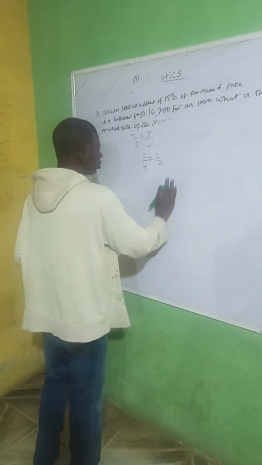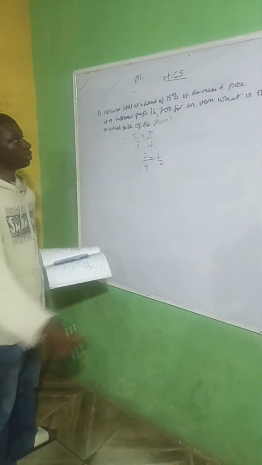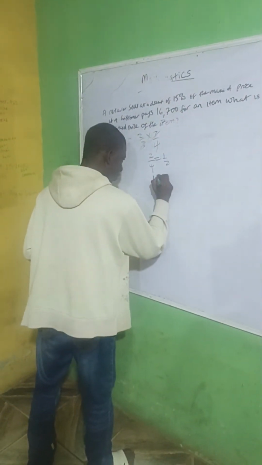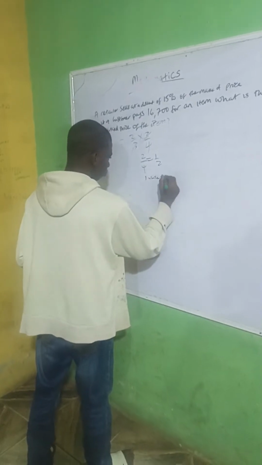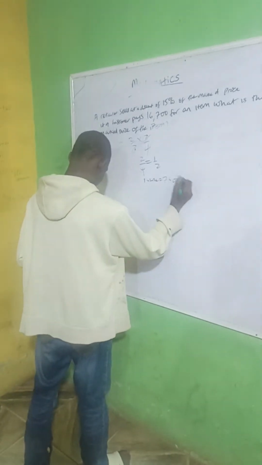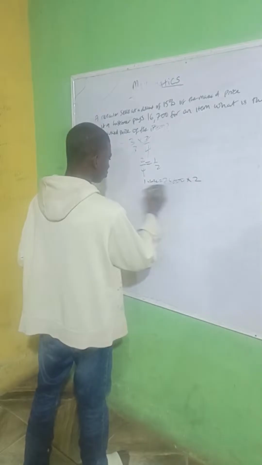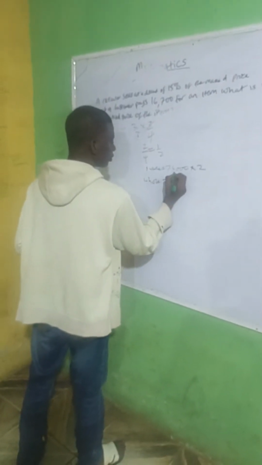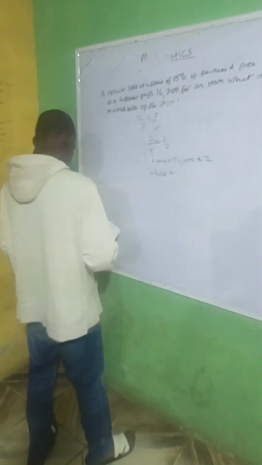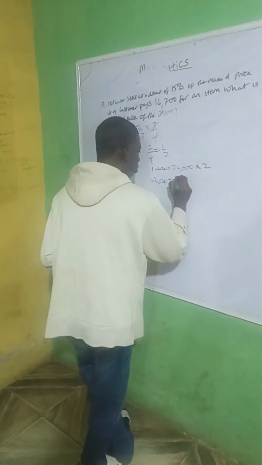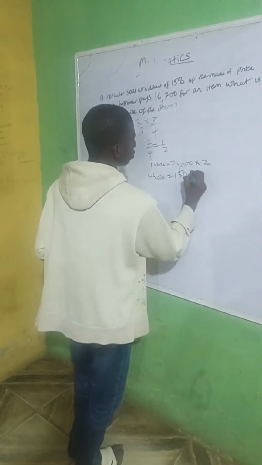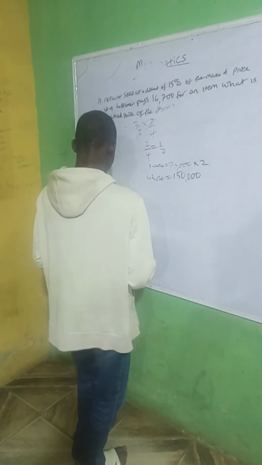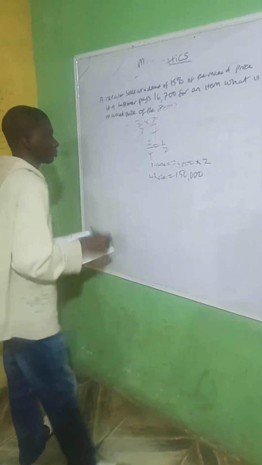So then we have to find the value of the whole business. To find the value of the whole business, 1 whole is equal to 75,000 times 2. What is 75,000 times 2? 150,000. So that's going to give us 150,000 naira. So the value of his business is 150,000 naira.